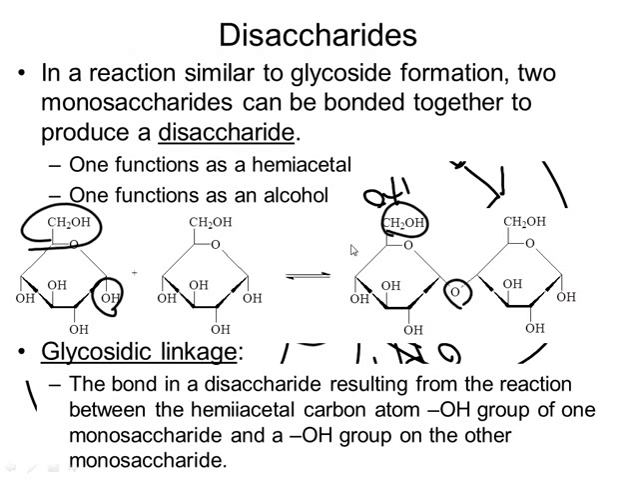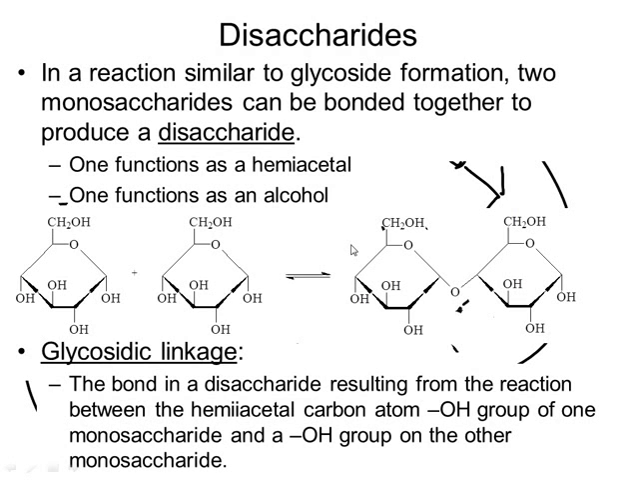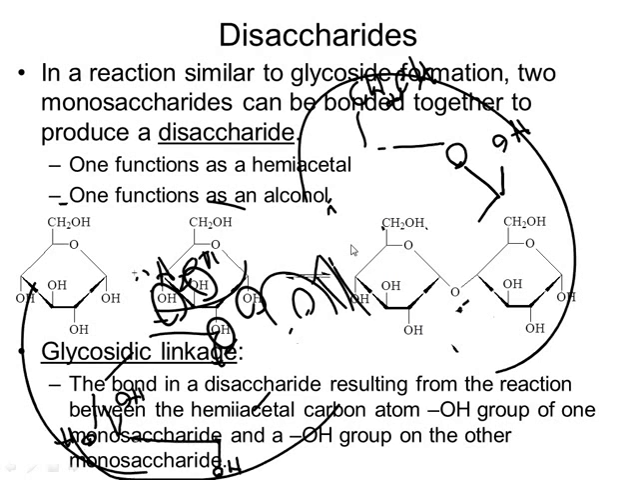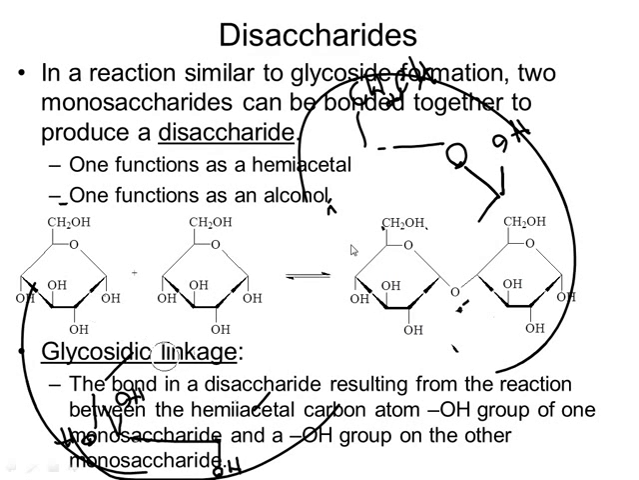So the glycosidic linkage is the bond in a disaccharide. This is the glycosidic linkage. It connects the hemiacetal carbon of one monosaccharide to just one hydroxyl group on the other. Now, yes, we could have attached to a lot of different places. There are a lot of different OH groups on here that could be possible sites for making these glycosidic linkages.